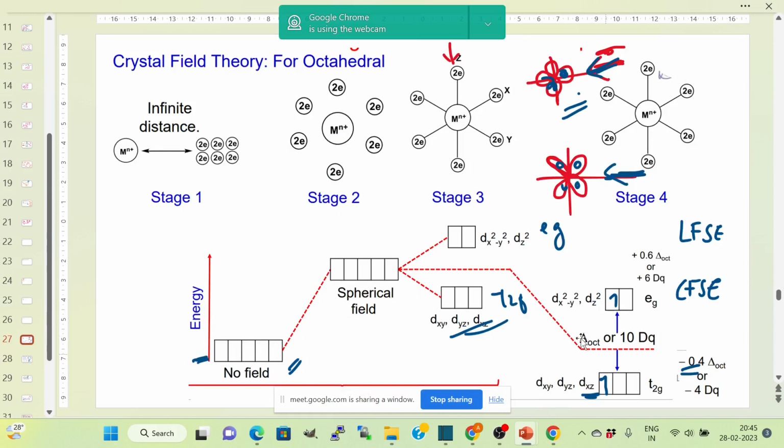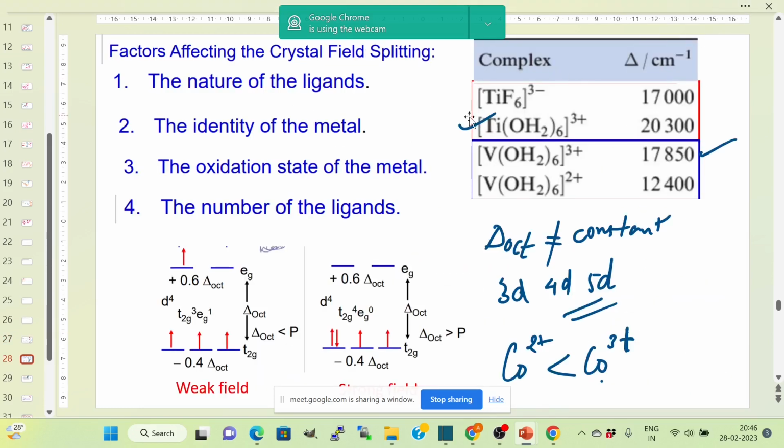See, here also it is there. When the splitting is happening, whatever the splitting is, that is called the delta O or 10 Dq, right? With respect to Dq, the t2g will have a minus 4 Dq contribution for each electron, and eg will have plus 6 Dq, right? This Dq or delta oct is not a fixed value. It changes for each complex. So that is what I have shown here. These complexes have different delta values because they split to a different extent.